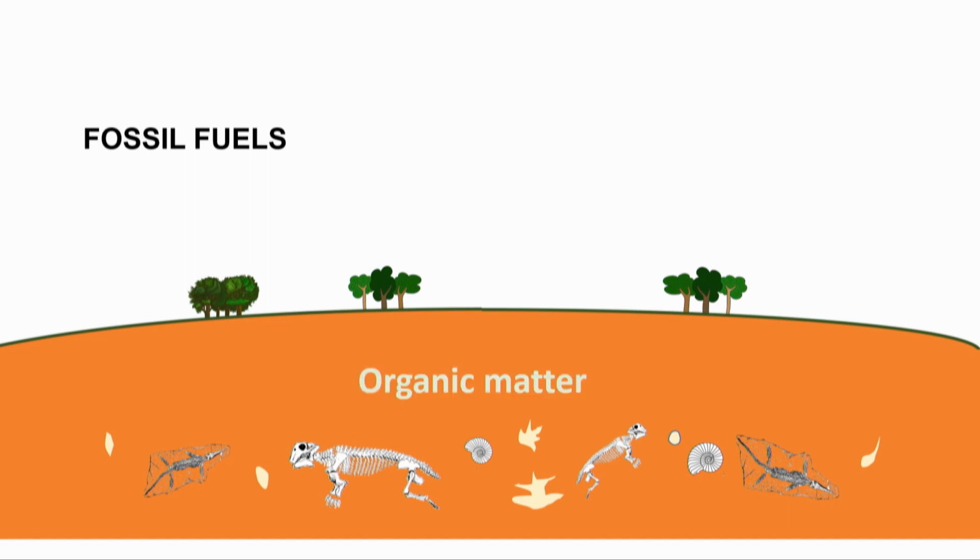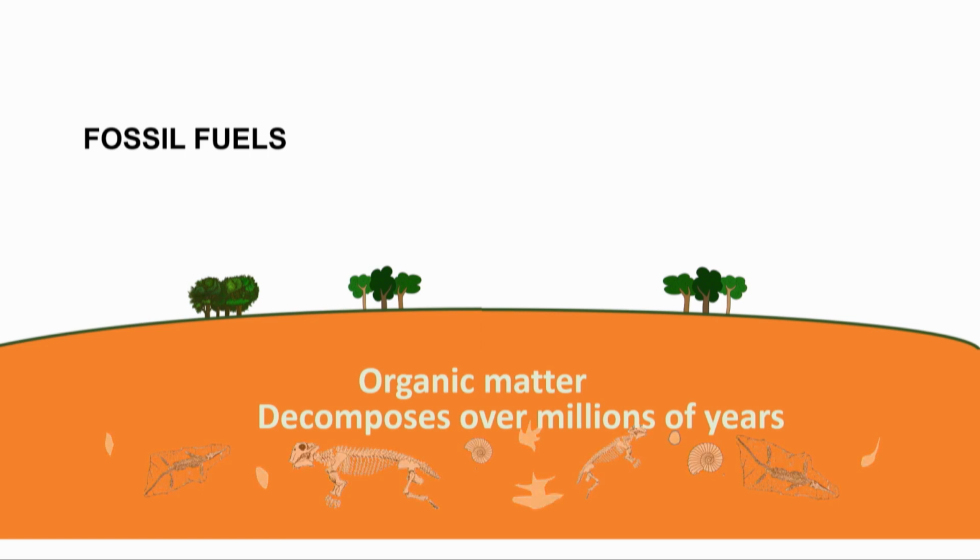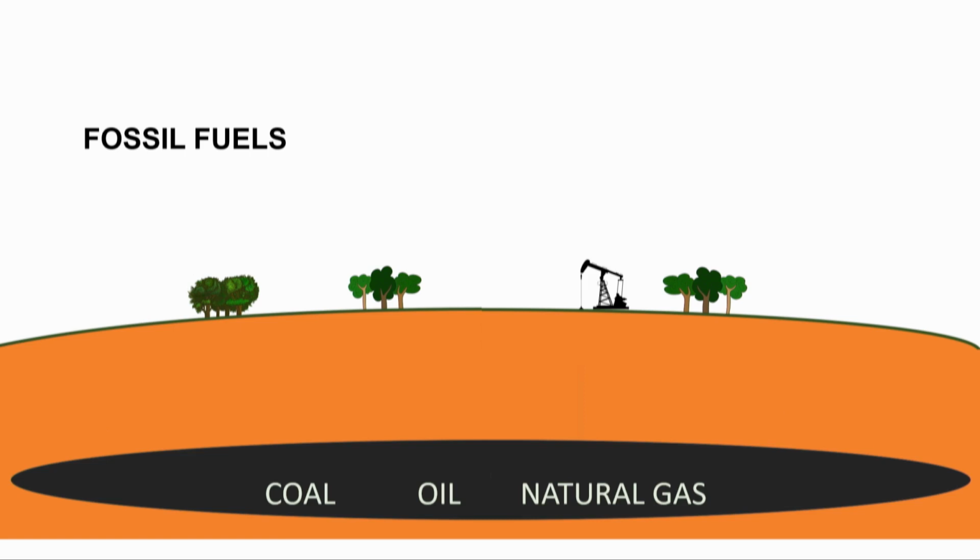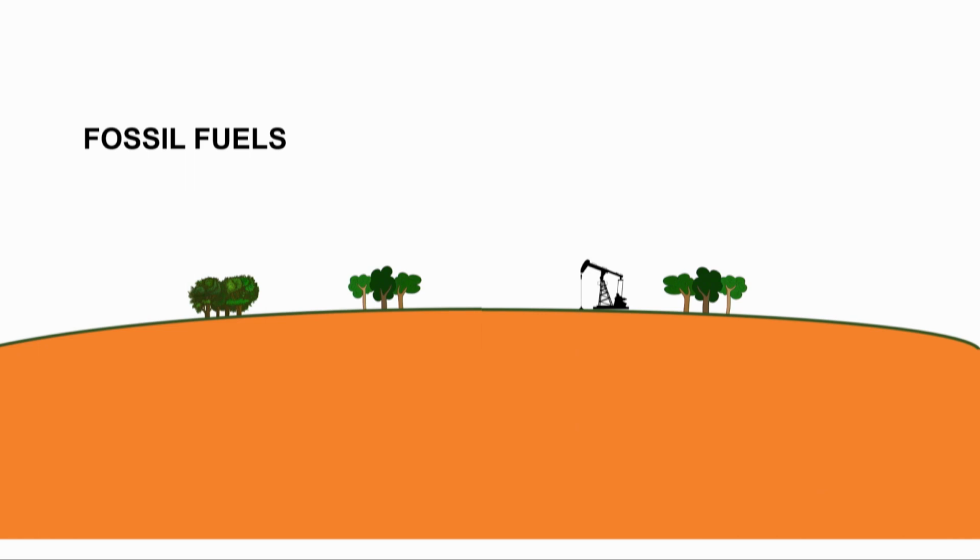Fossil fuels are formed by organic matter that have been buried deep within the earth and that have decomposed over millions of years. The three types of fossil fuels are coal, oil, and natural gas. These are extracted from underground to be used as energy sources. However, since fossil fuels require millions of years to form, once the world's reserves of fossil fuels are used up, they will not be replenished. Fossil fuels are thus called non-renewable energy sources.